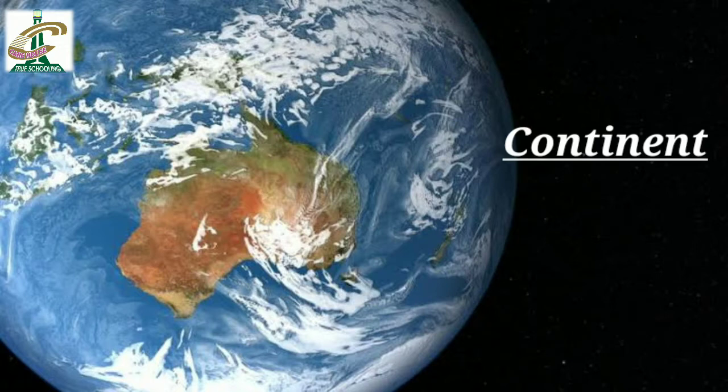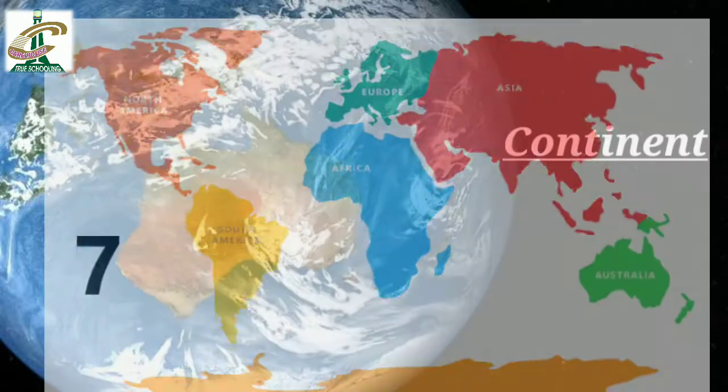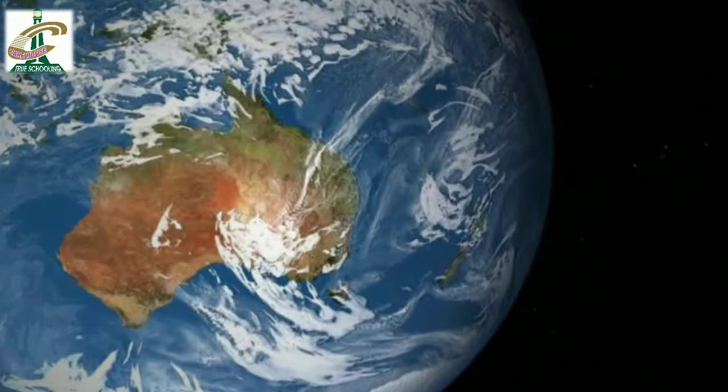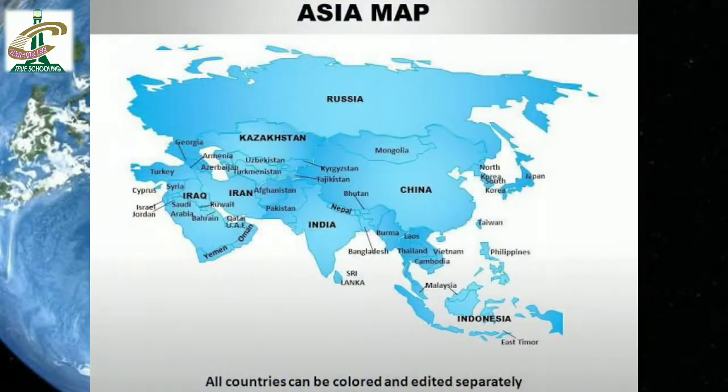And dear students, let's discuss what is continent. Dear students, the land portion is comprised of 7 vast regions which are called continents. And they represent different countries. We have 7 continents.